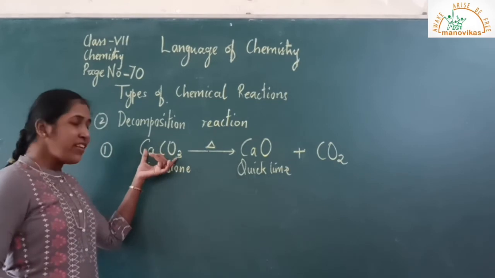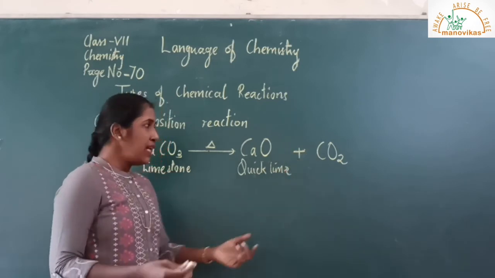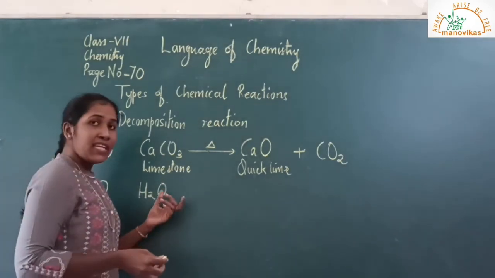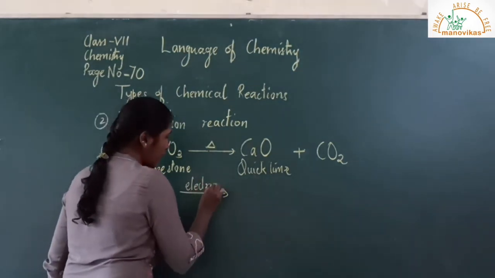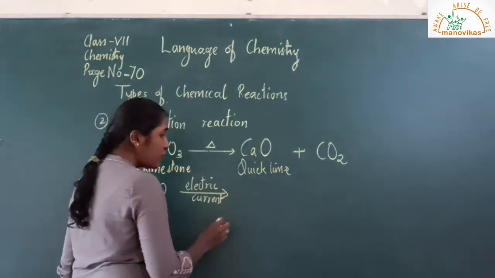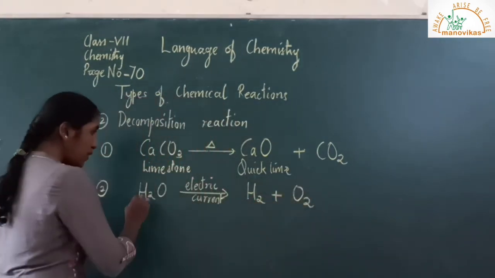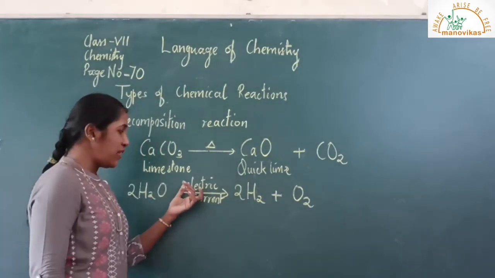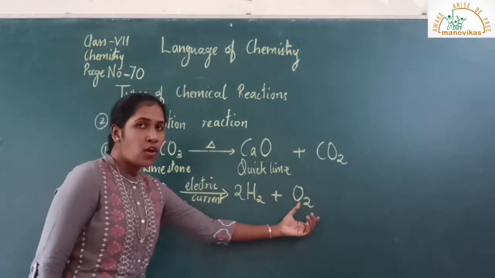Okay, so your one reactant is split up into its constituent compounds. Let's take one more example. Water. Decomposition of water can take place when the electric current is passed. So that is in presence of electric current, it will get split up into its constituent elements, that is hydrogen and oxygen. So here the decomposition of water can take place in presence of electric current, wherein it will get split up into hydrogen gas and oxygen gas.